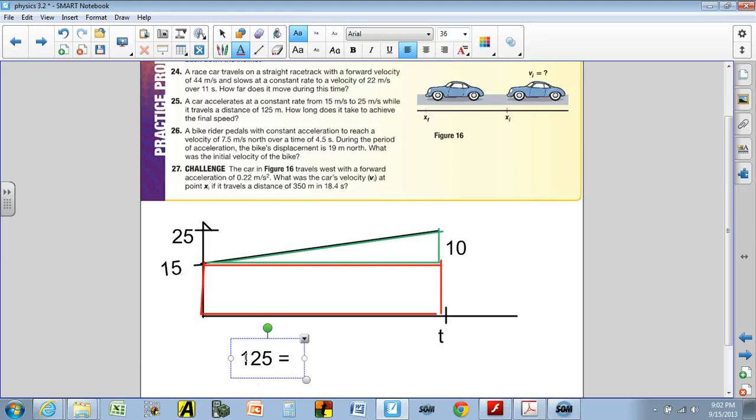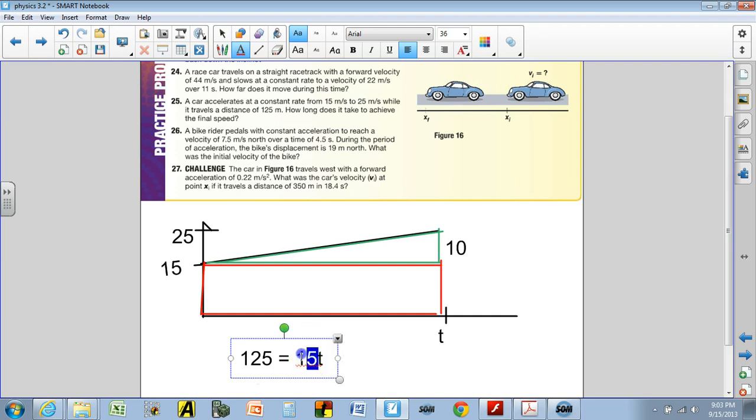And that's going to equal the base one. The rectangle is 15t plus the other one, which is going to be 1/2 the base, which is t. So 1/2 of 10 times t, 1/2 the height times the base. I'm switching those around just because that's the way they do it. What's 1/2 of 10? 5. So 15t plus 5t equals 125.